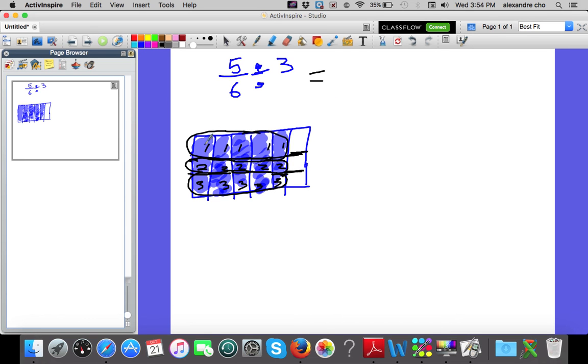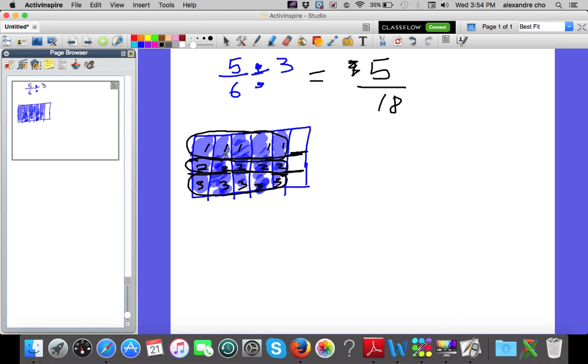So what did the first friend get? He got 1, 2, 3, 4, 5. He got 5 pieces. 5 pieces out of a possible how many? There's 1, 2, 3, 4, 5, 6, 7, 8, 9, 10, 11, 12, 13, 14, 15, 16, 17, out of a possible 18 pieces.